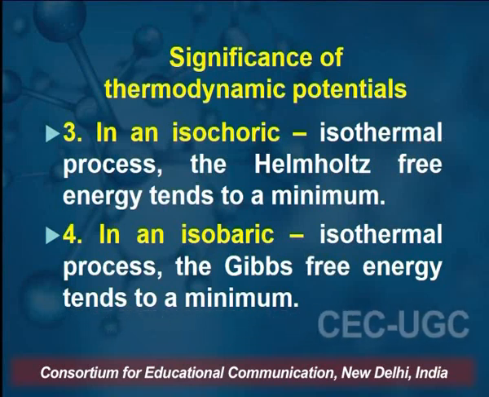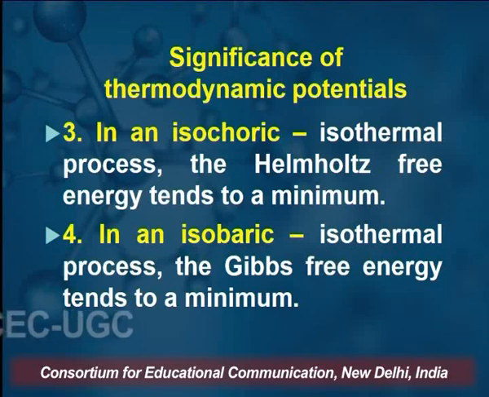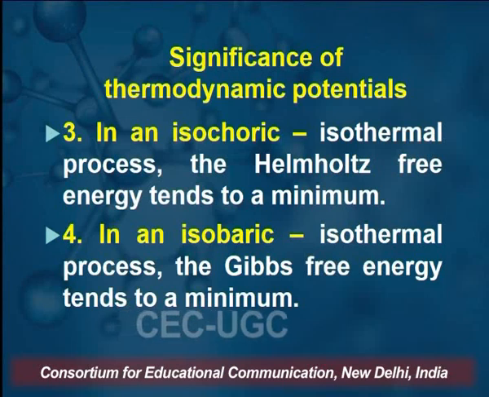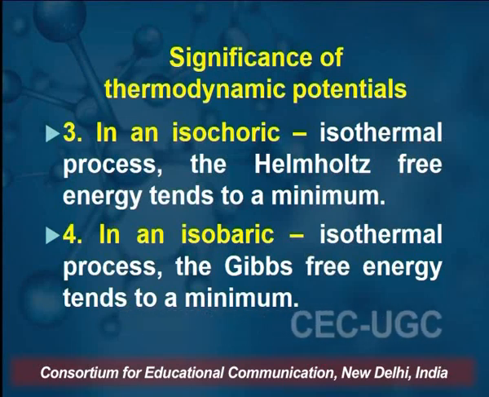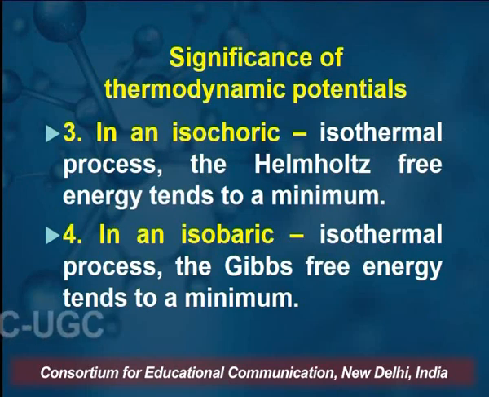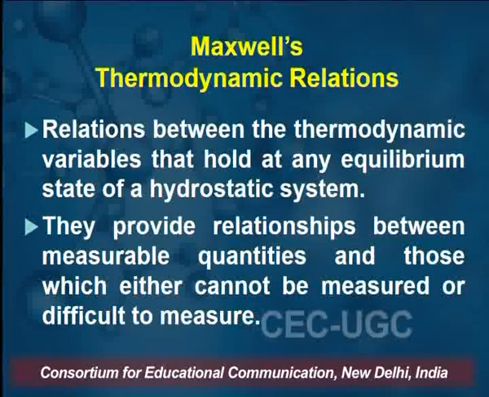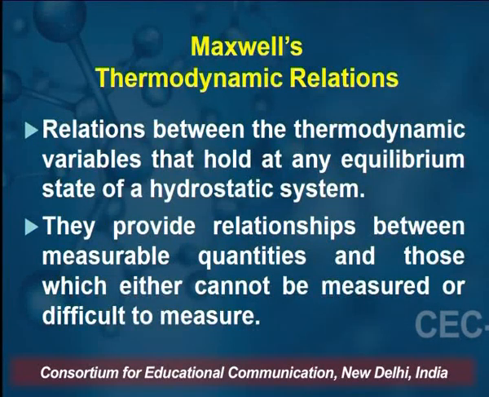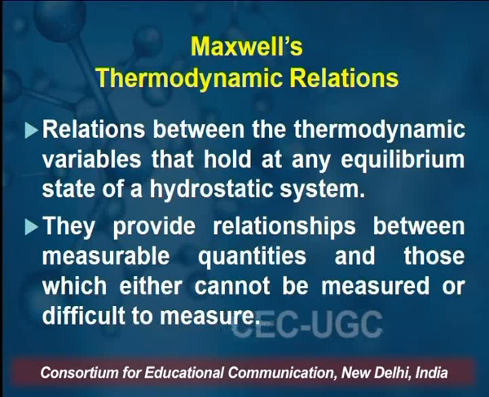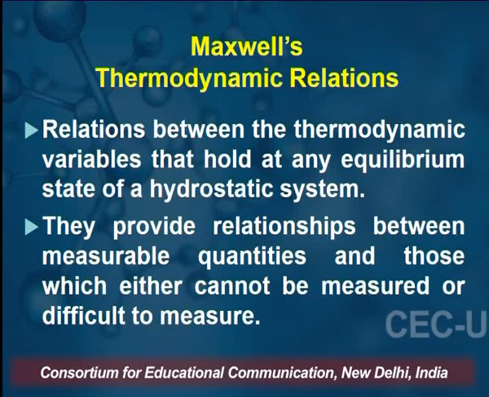In an isochoric process, remember, volume is a constant. In an isothermal process, temperature is a constant. In an isobaric process, the pressure is a constant, and in an adiabatic process, the entropy is a constant. So we can say that Maxwell's thermodynamic relations, which are very important relations, can be derived from the various thermodynamic potentials.